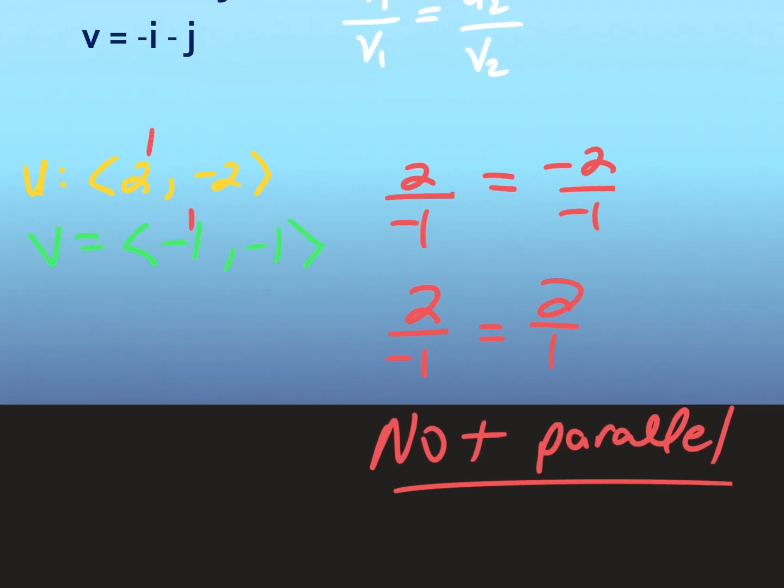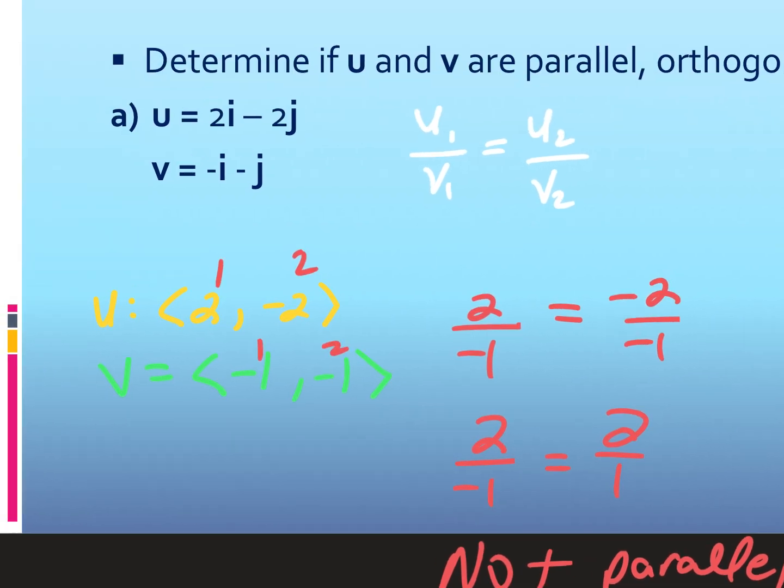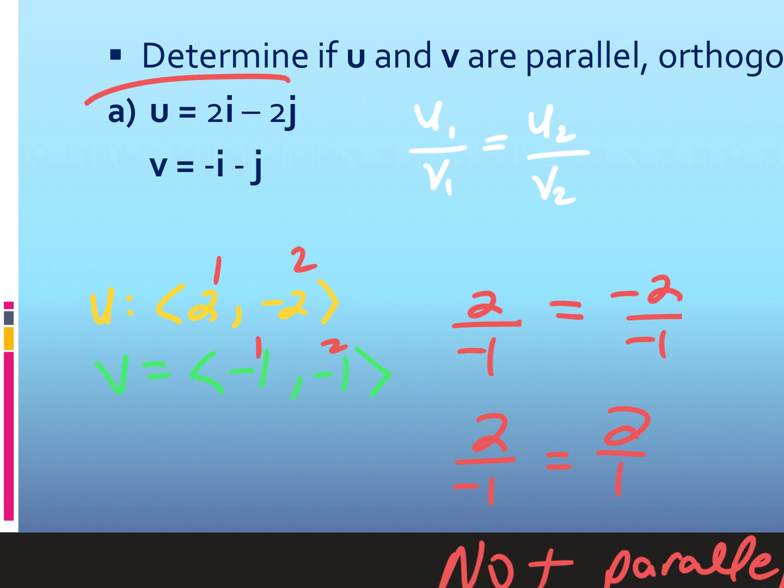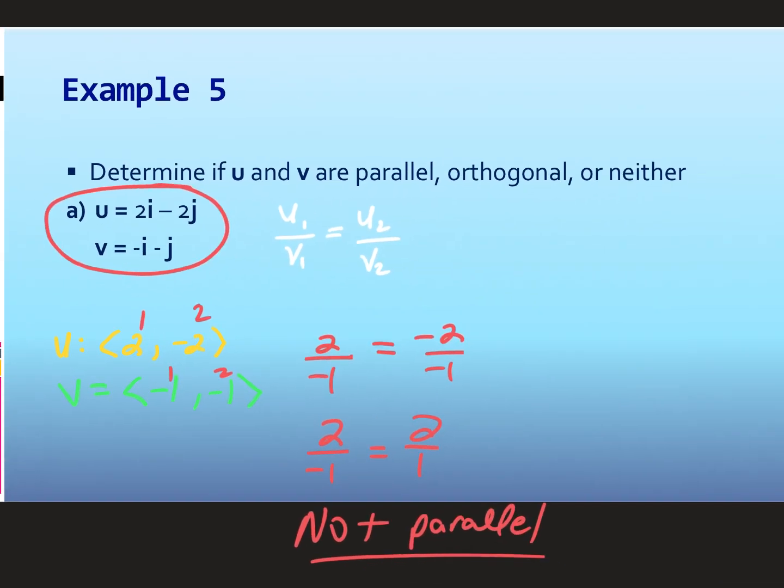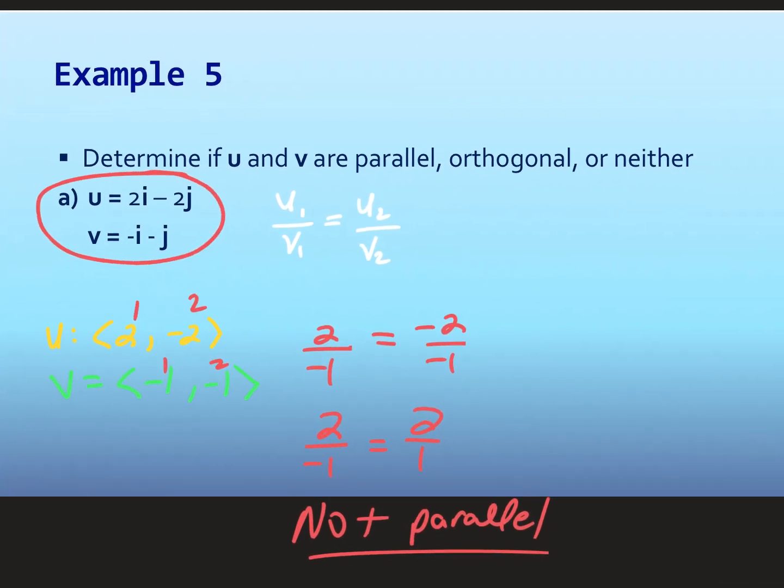Student question about the i and j notation. That was from yesterday. The number with i is the first part of the vector. The number with j is the second. If there is no number, just a letter, it's assumed to be 1. So this would be neither.